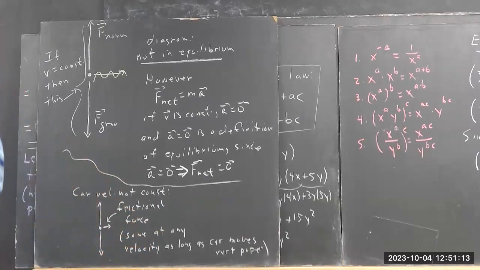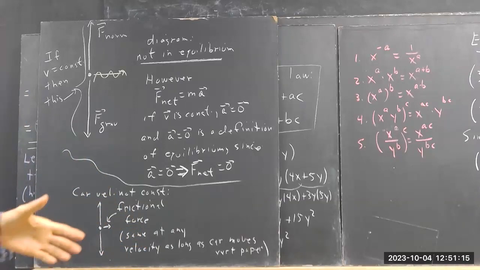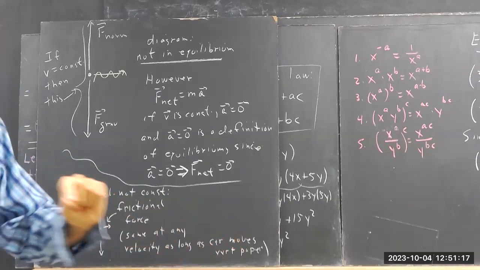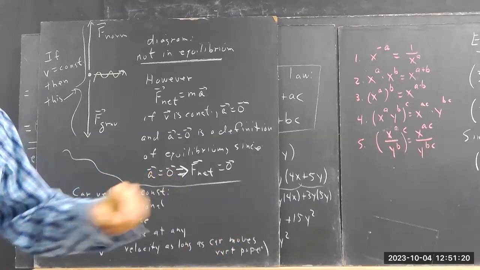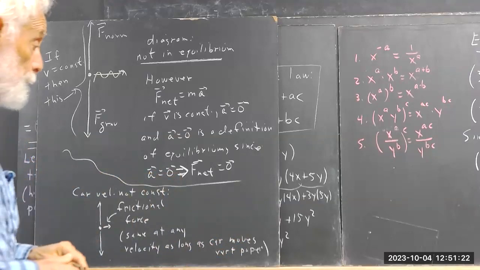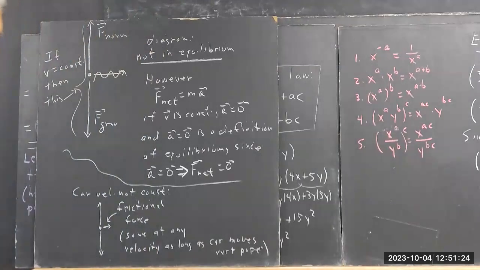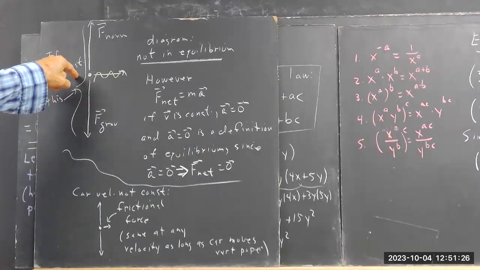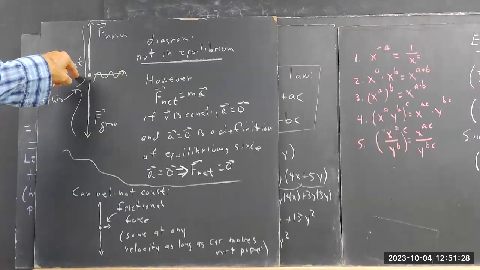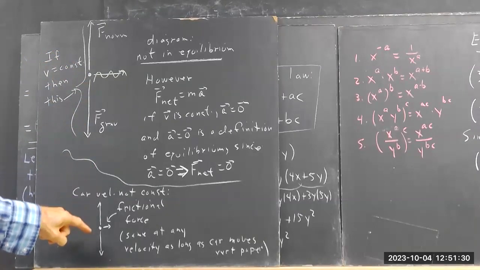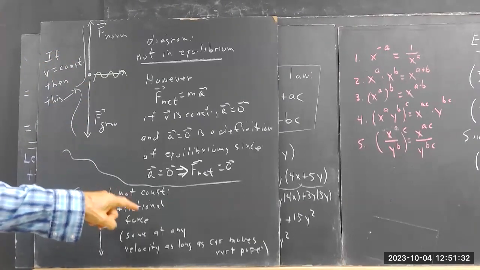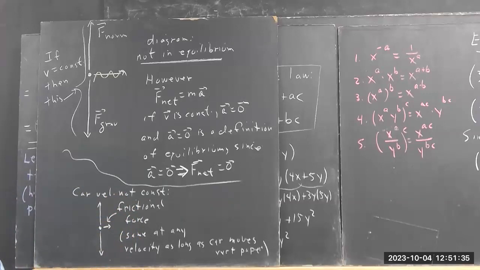Now there's another case where I can accelerate the paper, but accelerate it pretty slowly, and the car doesn't move with respect to the paper. That would be this case again. I'll demonstrate that, I think. In every other case, the car moved with respect to the paper.